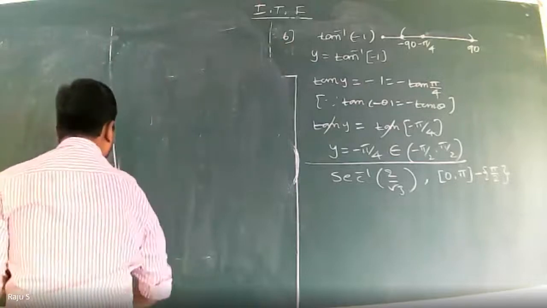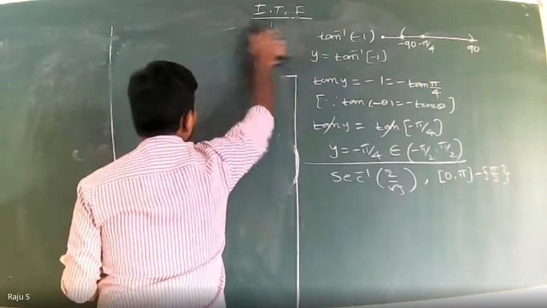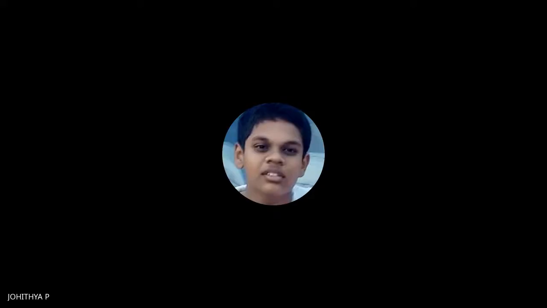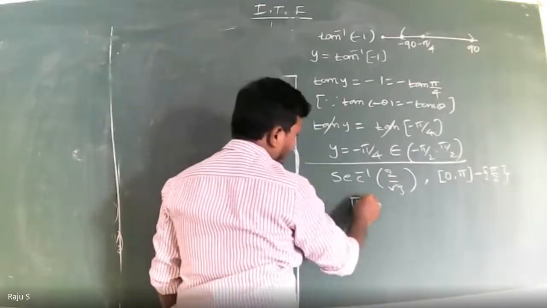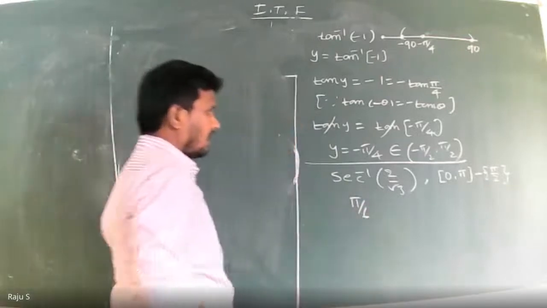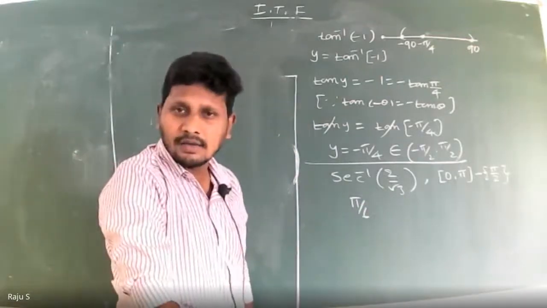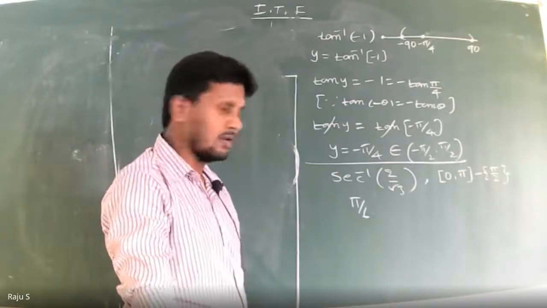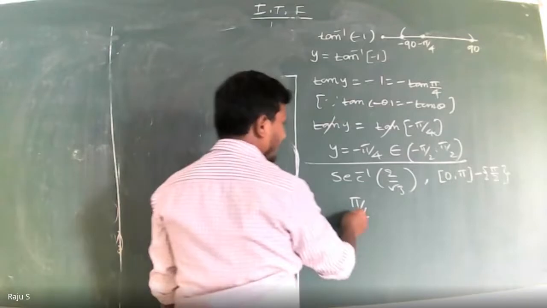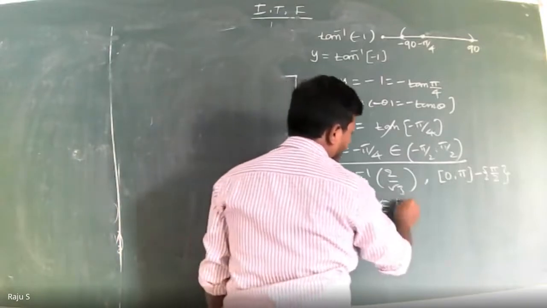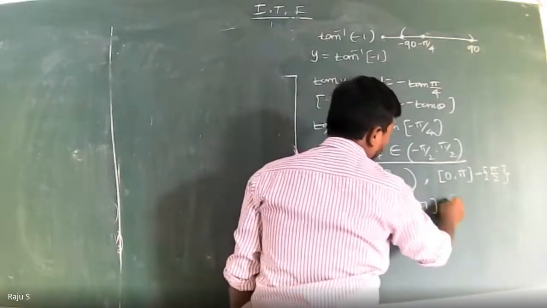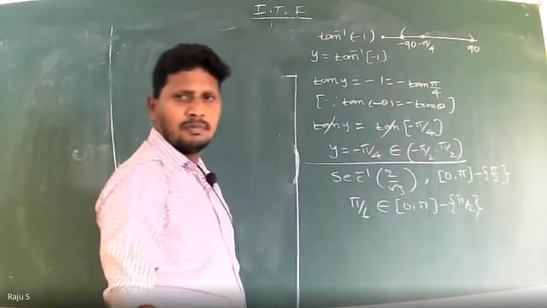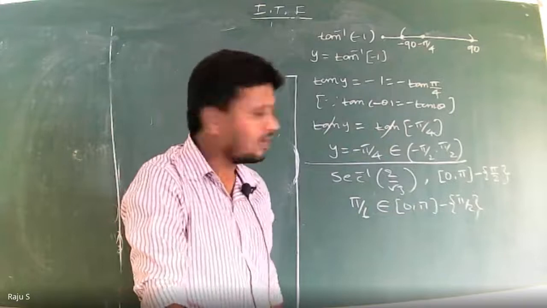For what value of theta will secant be 2 by root 3? Pi by 6. Yes. Cos 30 is root 3 by 2. Secant 30 is 2 by root 3. So clearly pi by 6 belongs to this interval, 0 to pi except pi by 2. Yes, obviously. The answer is pi by 6.